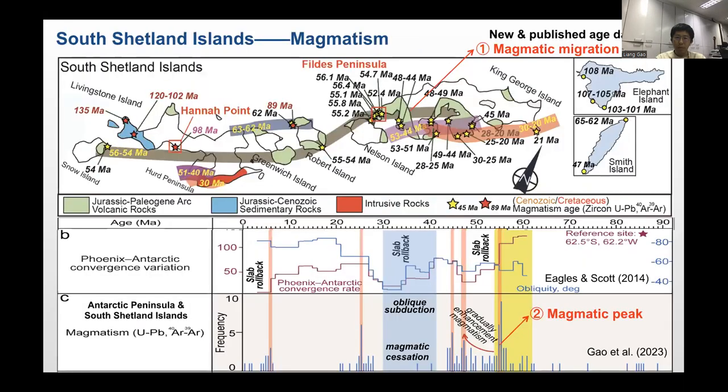Basically, we deduce the slab rollback from the change of the magmatic migration, and also the Phoenix-Antarctic convergence variation, because all these rocks are mostly volcanic rocks, and there are no significant differences in the geochemical composition of these rocks. Cool, thank you.